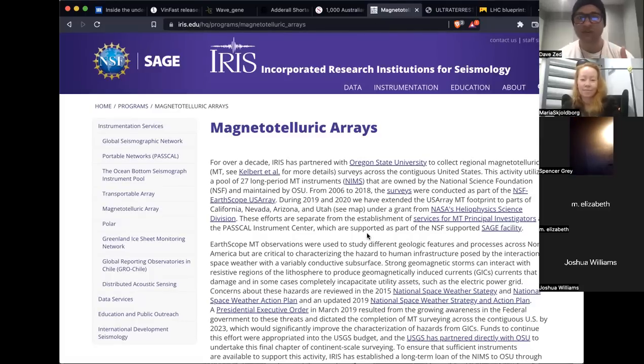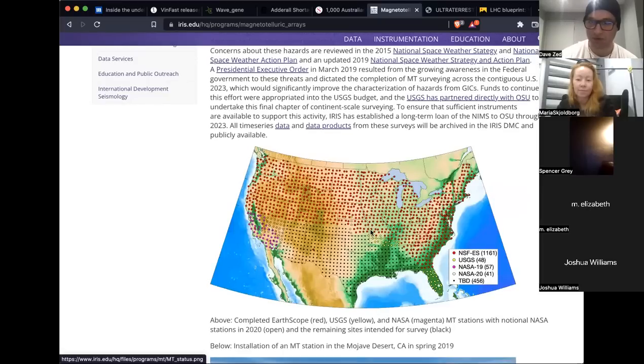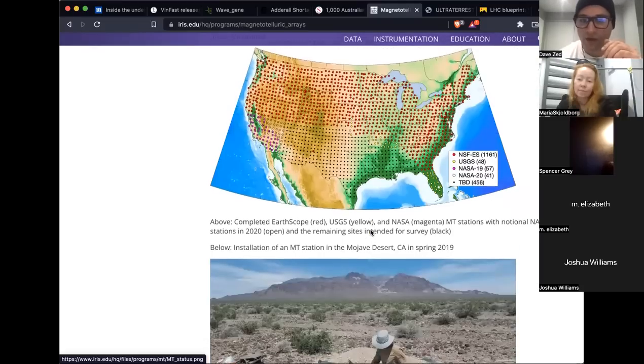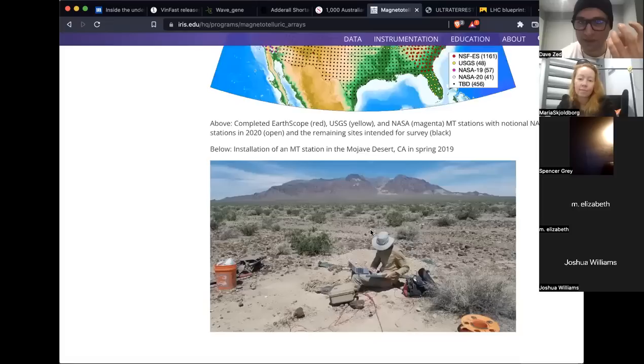We see over here, IRIS has partnered with Oregon State University to collect regional magnetotelluric surveys across the contiguous United States. Now, basically, all of these instruments that are used to detect these arrays, right, are owned by the National Science Foundation. The same people that seem to be controlling, with respects to the many different subgroups and committees of the National Science Foundation, Department of Energy subgroups and elements and things like this within there. What we'll find, however, is that it comes from the same control group.